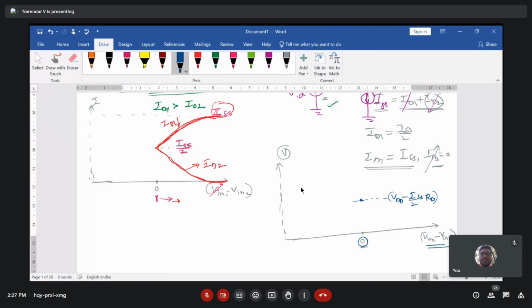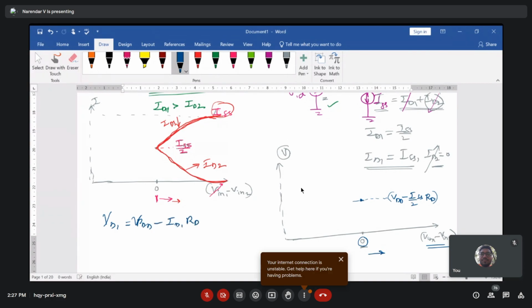But now, as V input 1 minus V input 2 is increasing and positive value, then your ID1 increasing, and as a result of that, what you can write here is that VD1 is equal to VDD minus ID1 into RD, and VD2 is equal to VDD minus ID2 into RD. So as your value of V input 1 minus V input 2 is positive, then your ID1 is going to be increasing.